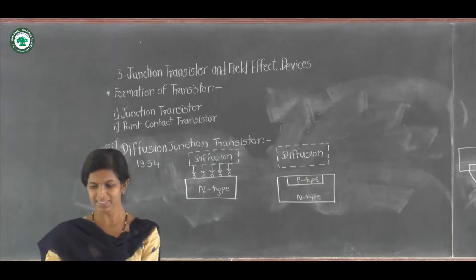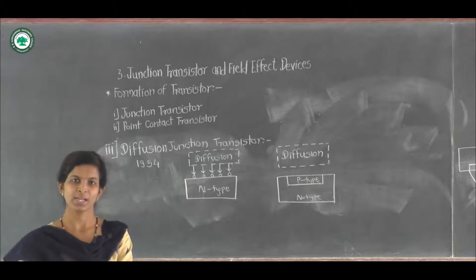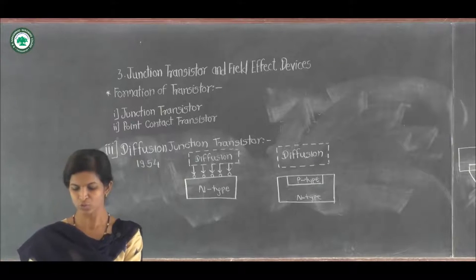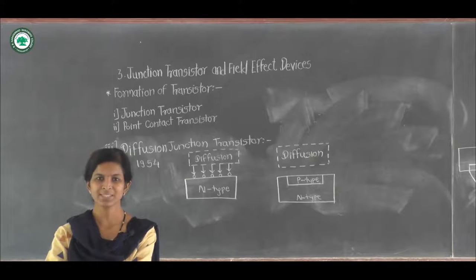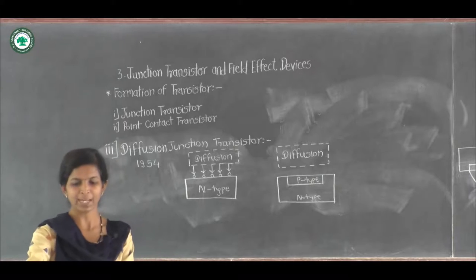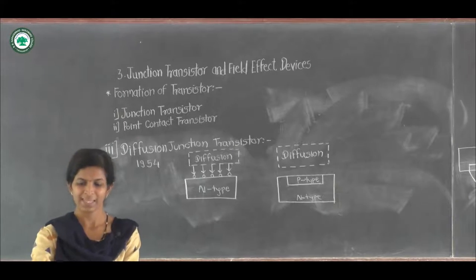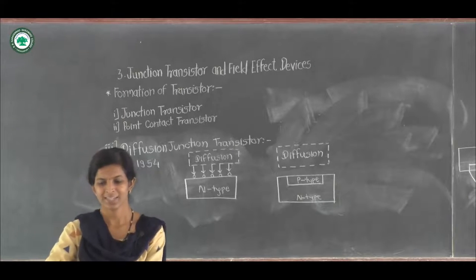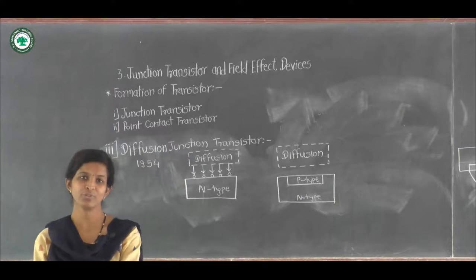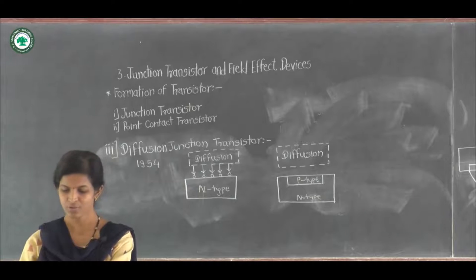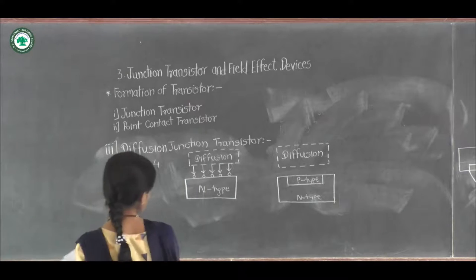The entire system is exposed to again the gaseous donor impurity and again heated. The donor impurity again diffuses into the p-type layer to form the n-type layer, that is emitter on it. And finally the diffusion junction transistor is formed.